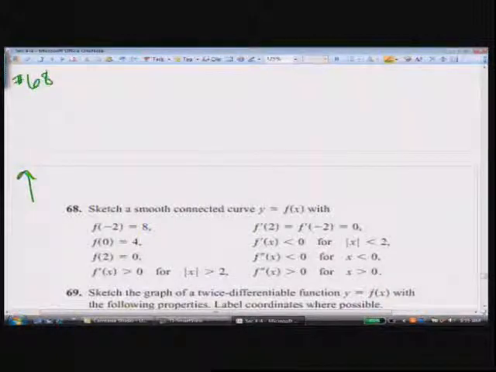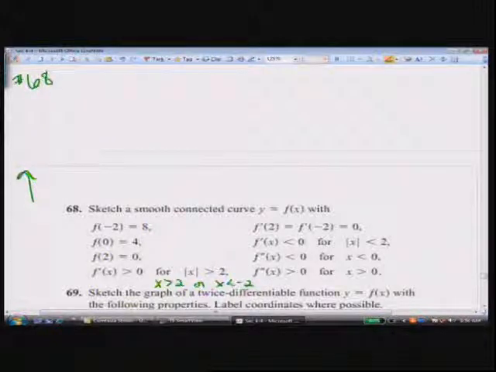Now here, the derivative is positive for the absolute value of x greater than 2. Okay, so we have to remember what that means. For the absolute value of x to be greater than 2, then x can just be greater than 2, or x can be less than -2. Are y'all okay with that? Because if x were less than -2, like -12, the absolute value of -12 is 12, which is greater than 2.